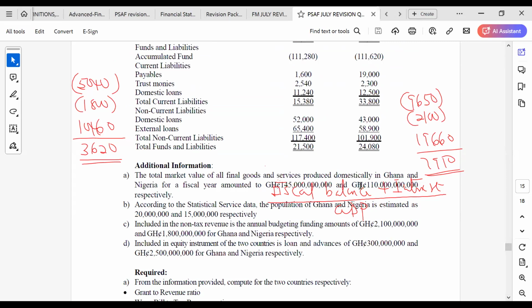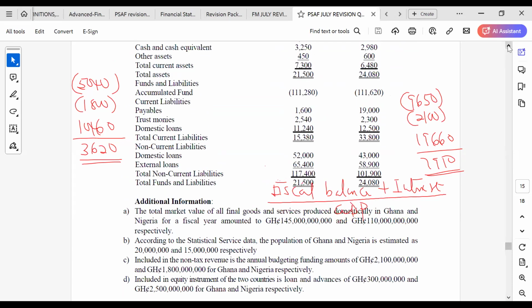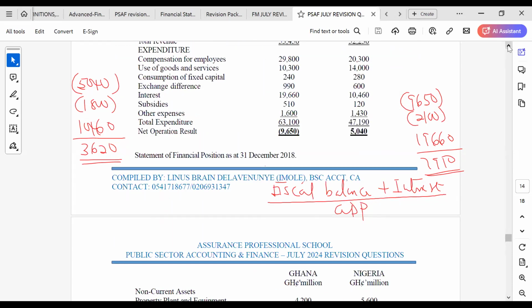So we have 145,000. But Nigeria has a positive balance, 5,040. Are you sure? Yes, please. Oh, Nigeria, sorry. I thought it's negative. So this one should be 540 plus 10,460 minus 1,800. Okay, 13,700. Okay.